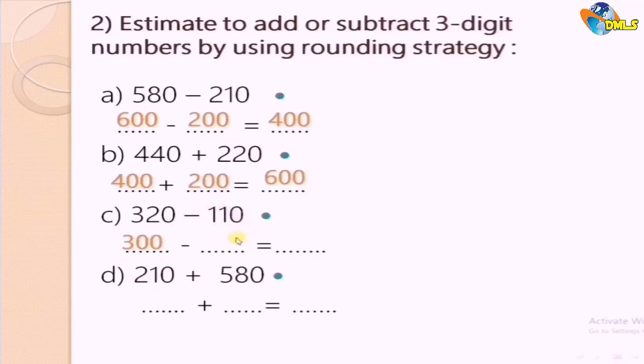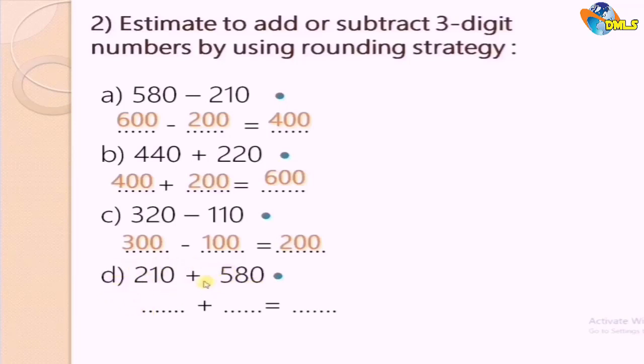110. To use the rounding strategy to the nearest hundred, you look at the tens digit. The tens digit here is 1. 1 is a weak digit, so 110 will round down. After rounding down, it will be 100. Then we will subtract the two numbers. 300 minus 100, the result will be 200. Question D. 210 plus 580.